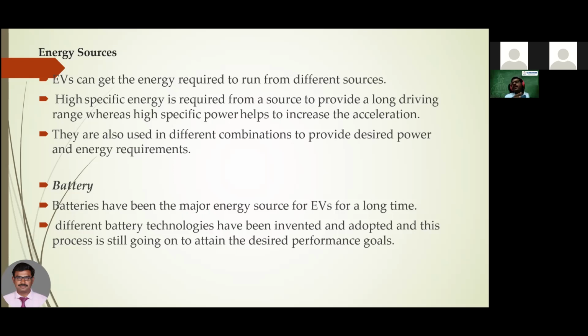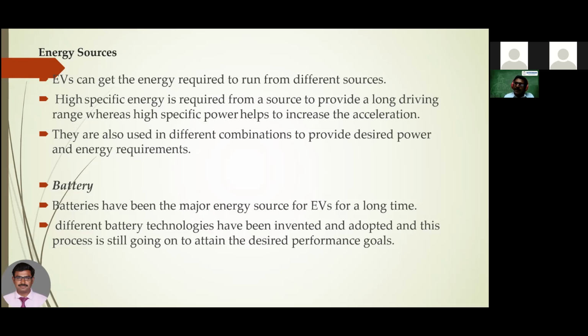If you are talking about specific power, it is going to increase the acceleration. So specific energy relates to your range, and specific power relates to acceleration. We need to keep these two parameters in mind. Based on them, you select the energy source: where you want to use your vehicle, and whether you want specific energy or specific power.